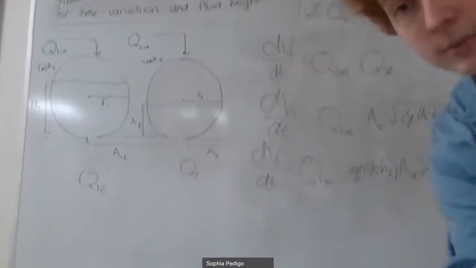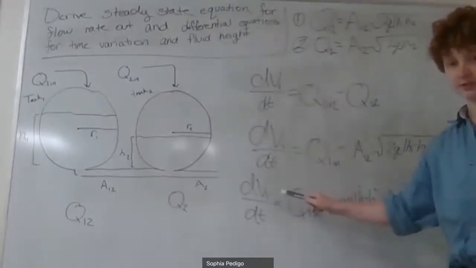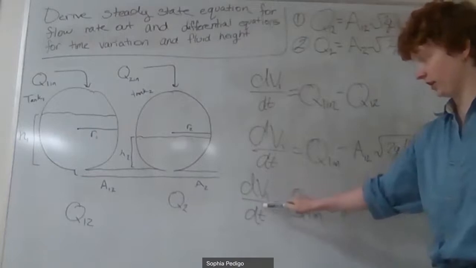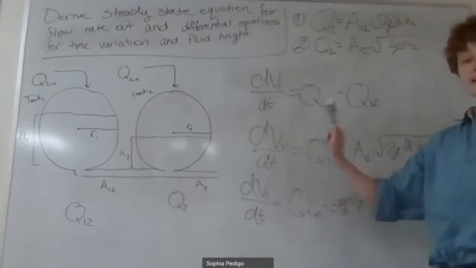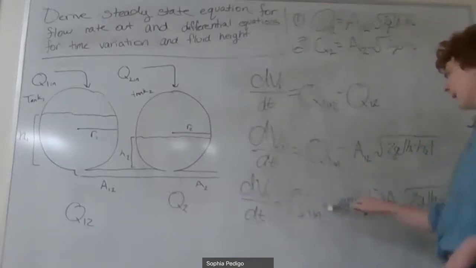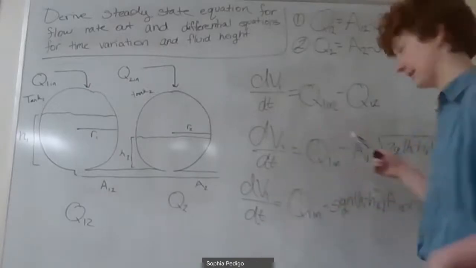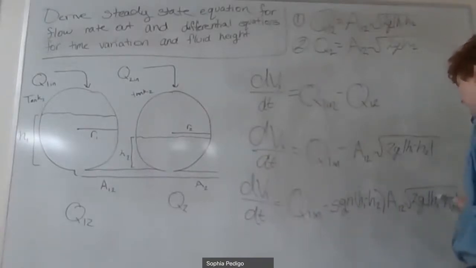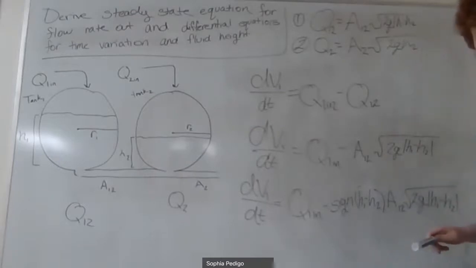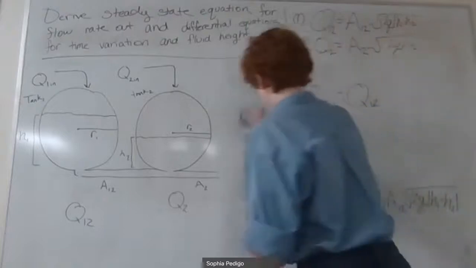Let's see, you can't really see that, so let me adjust that. There you go. So just to go over this again since you couldn't quite see, the change in volume with the change in time is equal to the flow Q1N into tank 1, minus the sign of H1 minus H2 to adjust for whether that's flowing in or out of the tank, multiplied by the area of the pipe, multiplied by the square root of 2g absolute value of H1 minus H2, which is just our velocity. So let me go ahead and erase this top part.